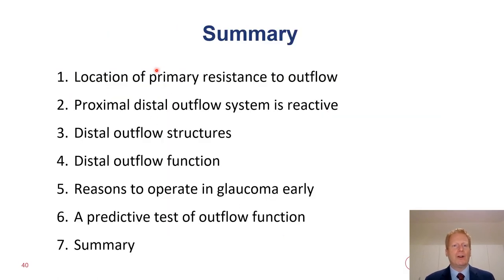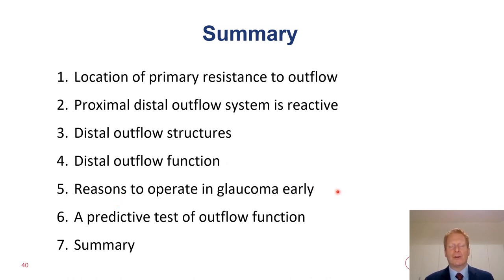In summary, we talked about the location of primary resistance to outflow. We thought it is proximal only in the trabecular meshwork, but after doing so many trabecular meshwork surgeries, we now know it is really further downstream, and we've also learned that the proximal part of the distal outflow system is reactive. Think of these iStents. The distal outflow structures I showed you are much more complex than previously thought. The distal outflow function is real. You can get significant pressure drops of at least 30% giving vasodilators.